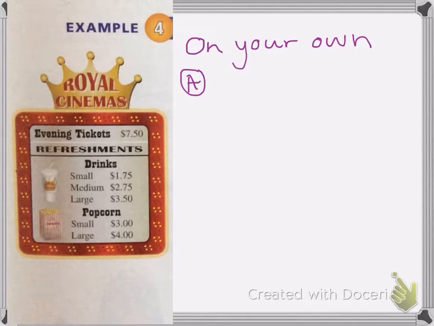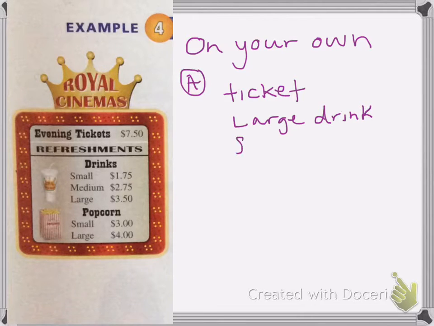Okay? So each person buys a large drink. Well, they buy the ticket, a large drink, and a small popcorn. Yikes. Okay? So how does the expression change and explain? So go ahead and find that expression for me and then write it in a sentence how they change. I'm going to go ahead and give you some time. Go, go, go.